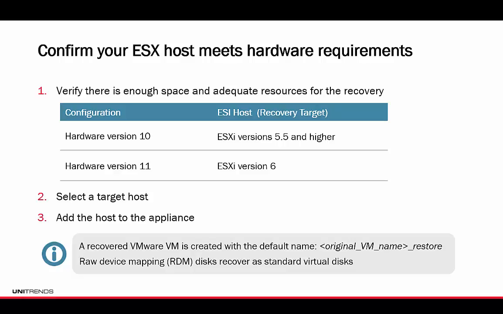Select our target host, and we're going to add the host to the appliance. We're going to make sure that we can see that ESX host from the Unitrends system. And a recovered VMware VM is created with the default name, original name _restore. So if I have domain controller 1, I'm going to see domain controller 1_restore. That's our default name.